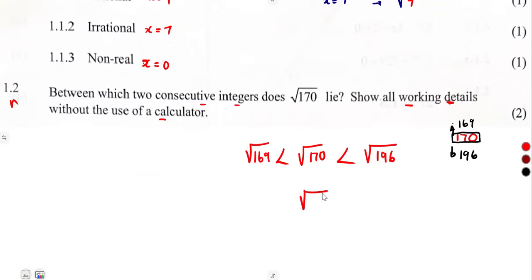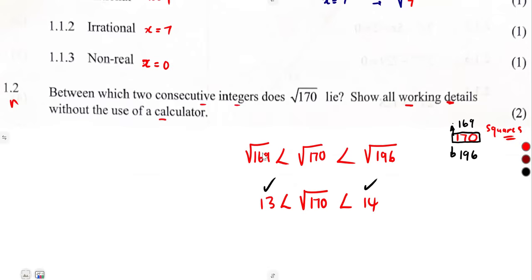So meaning to say the square root of 170 is going to lie between the square root of 169 and the square root of 196. We know that because we're choosing perfect squares, so this is going to give us an integer. The square root of 169 is 13. The square root of 196 is 14. So the square root of 170 lies between 13 and 14. Those are the consecutive integers.